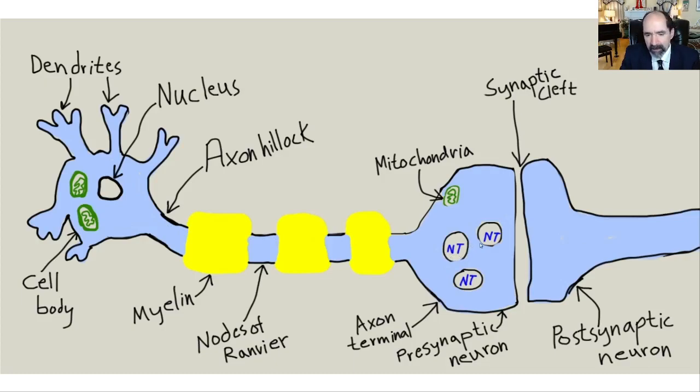It will then pass to the membrane of the presynaptic neuron. It'll then merge with the membrane and it'll release its neurotransmitter across the synaptic cleft. It'll bind with a receptor on the postsynaptic neuron and exert an effect on the postsynaptic neuron.